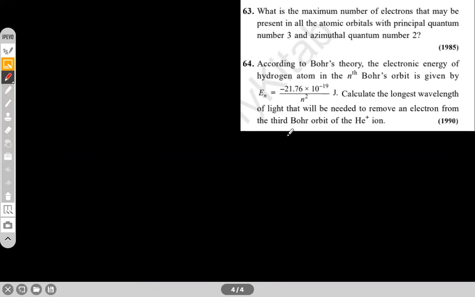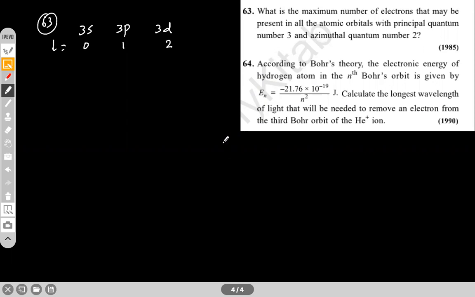What is the maximum number of electrons that may be present in all the atomic orbitals with principal quantum number 3 and azimuthal quantum number 2? Principal quantum number 3 means we can have 3s, 3p, and 3d, these three subshells. Azimuthal quantum number means the L value is 2. The L value for s, p, d is 0, 1, and 2. So L value 2 means it is the 3d subshell.